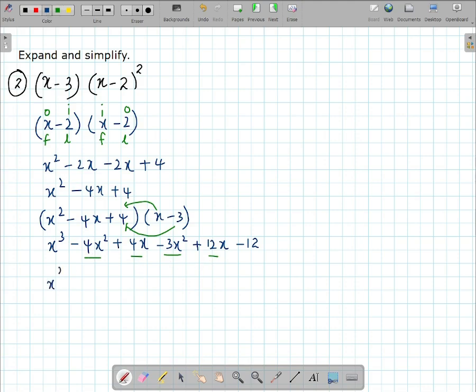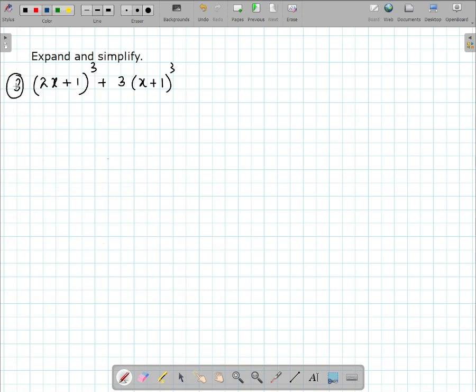x to the power 3 minus 4x squared minus 3x squared minus 7x squared plus 4x plus 12x, that is plus 16x minus 12. So x to the power 3 minus 7x squared plus 16x minus 12 is the answer.